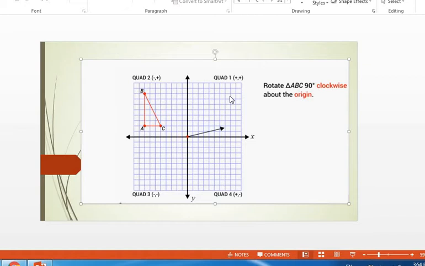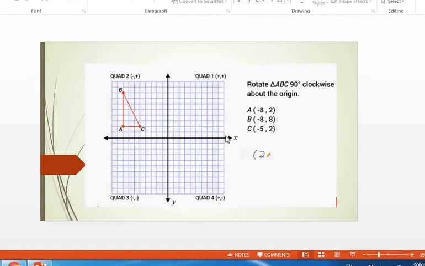As I know, we have 4 quadrants in the coordinate plane. In the first quadrant, the two signs are positive. In the second quadrant, I have a negative sign and a positive sign. In the third one, the two signs are negative, and moving to quadrant 4, I have a positive sign and then a negative sign.